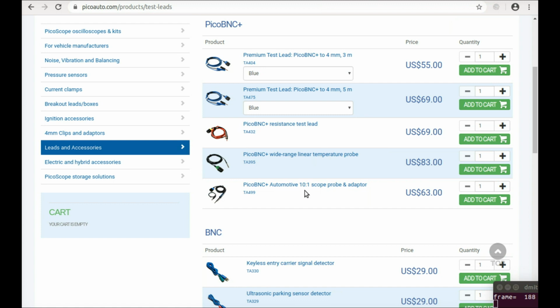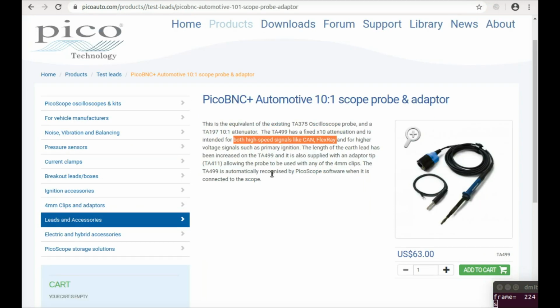And this has interesting benefits, because not only the probe is automatically recognized by the Picoscope software, and thus the channel settings are automatically set to 10x, but also because the leads and the attenuator are together well matched with the oscilloscope, it is claimed that this combination can be used to capture high-speed signals like CAN bus and FlexRay. So to summarize, yes, the new oscilloscope still needs some sort of attenuation when collecting primary ignition waveforms, but it is achieved differently through the use of a special 10-to-1 scope probe.